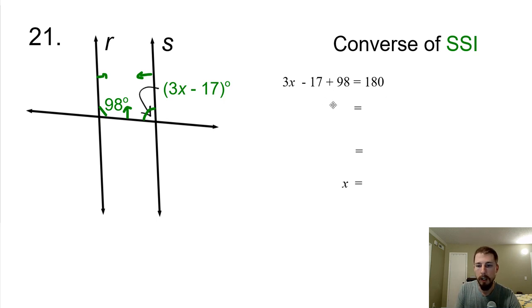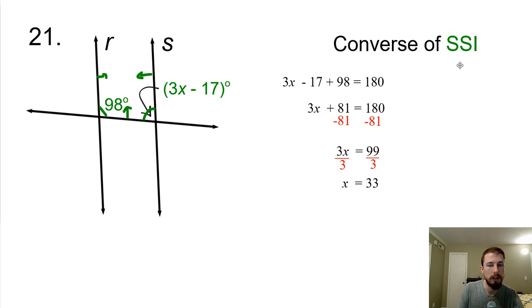Combining our like terms, it gives us 81. And then subtract 81 from both sides. So we have 3x is equal to 99, divide by 3, so x is equal to 33. So when x is equal to 33, these 2 expressions are supplementary. They add up to 180, which means that the lines R and S are parallel by the converse of same side interior angles theorem, because the same side interior angles were supplementary when x was 33.